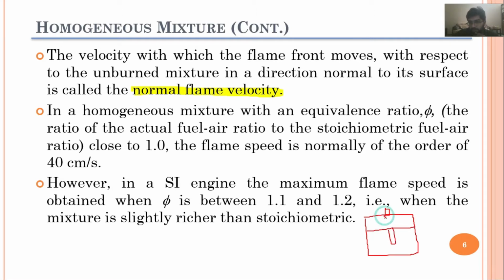So flame will appear in this zone, and this flame will rapidly propagate throughout the combustion chamber. The speed of this flame, which is normal to the cylinder head, or you can say normal to the piston, this speed is called normal flame velocity.